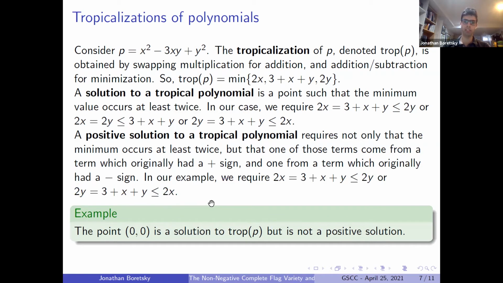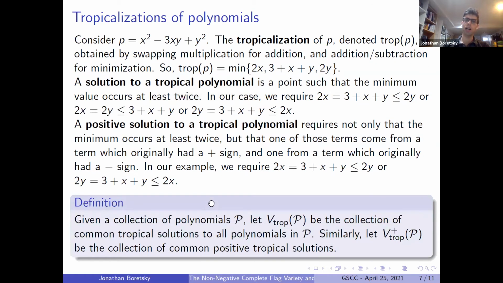Okay, so this is a tropical solution to a polynomial. And given some collection of polynomials, we can define the tropical variety of that collection of polynomials to be just the collection of common tropical solutions to all of those polynomials. And we can define the non-negative part of the tropical variety, V plus trop of P, to be the collection of common positive tropical solutions.